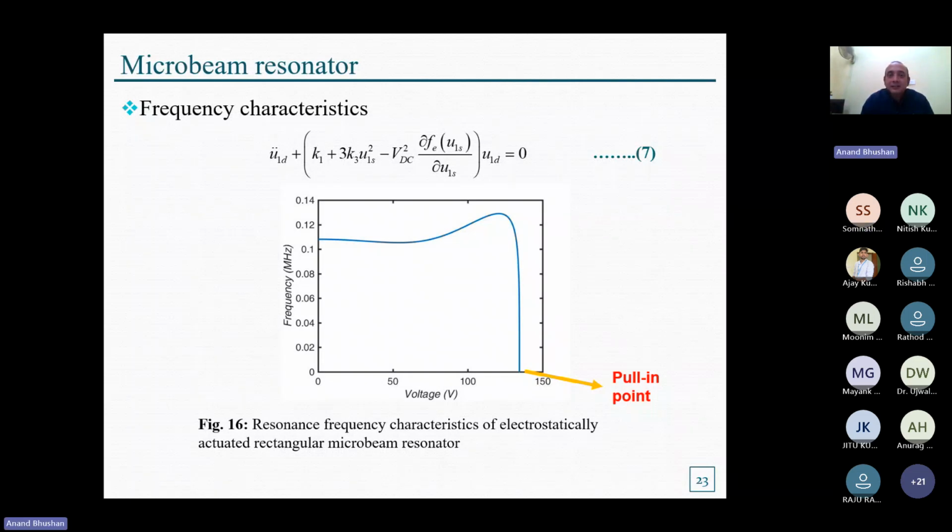Yes, actually in equation 7, we can see the term K3 U1 S squared. As we go to deflect more, it provides the nonlinear stretching, and it has the effect of increasing the natural frequency. So it is just acting as a stiffening spring.